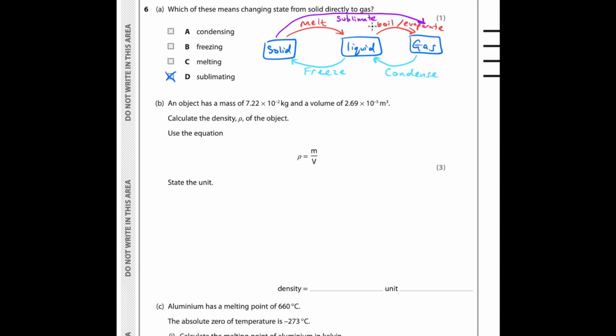So sublimate, or sublimation, or sublimating, is when you go directly from a solid directly into a gas.